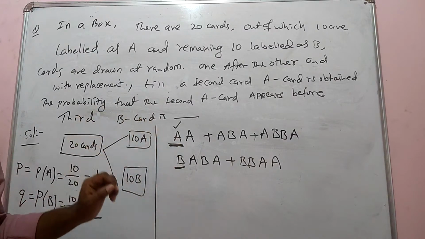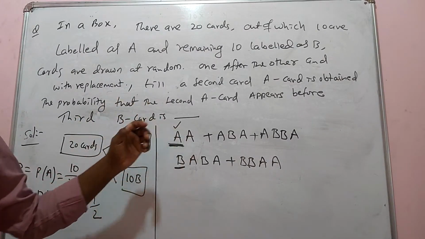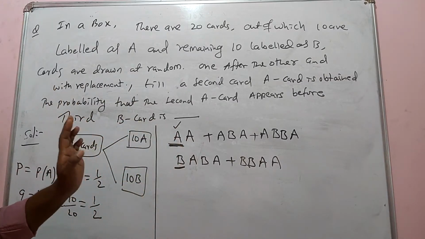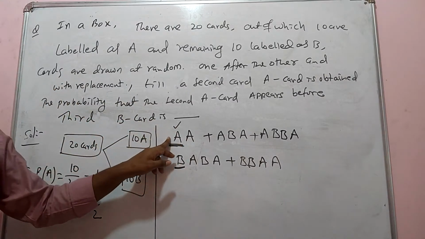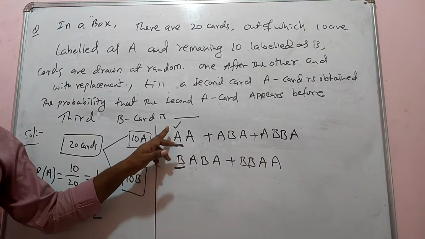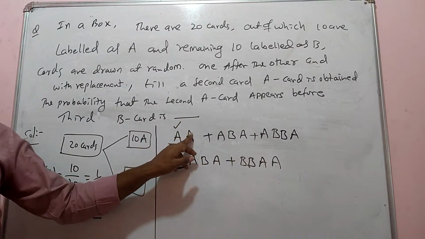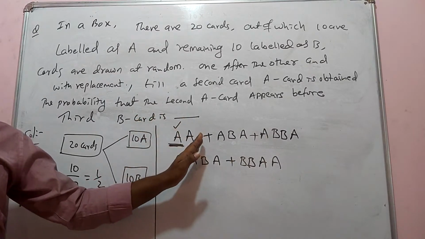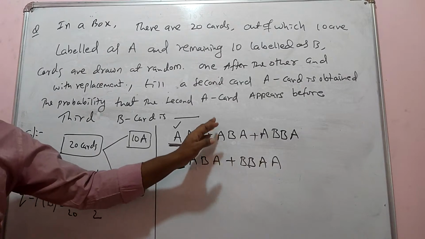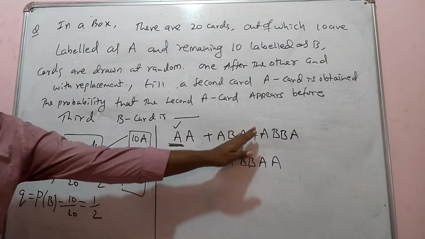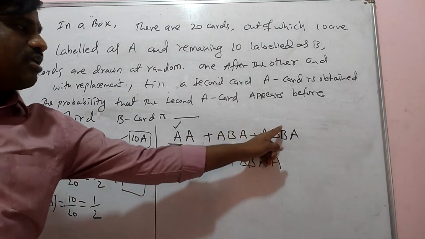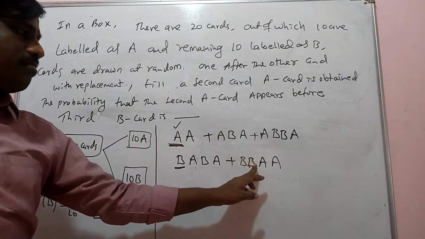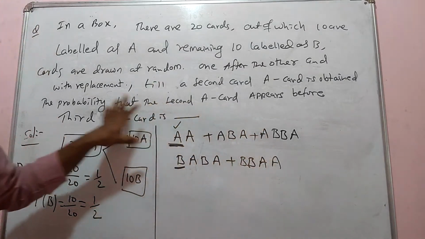These are the conditions I am taking. First time to get A, the other condition is first time to get B. That's what I have to do. If the first time I get A, then I can get A again. This is one chance I have. A the first time, A the second time. A the first time, B the second time, then I got A. Here A, B, B, A. B, A, B, A. B, B, A, A. These are the possibilities I have.